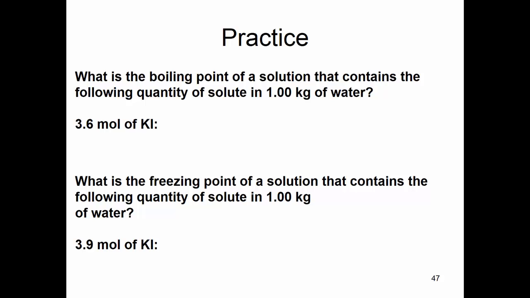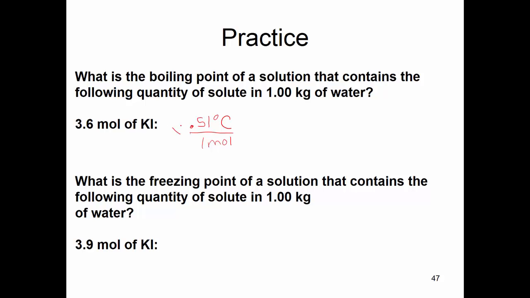So if we want to know what's the boiling point of a solution that contains the following quantity of solute in 1 kilogram of water. If we're looking at boiling point and we're adding a non-volatile solute, we know that our boiling point is going to go up. By how much, you can look back at the previous slide, but the boiling point is going to go up by 0.51 degrees per mole, right? So that was per 1 mole.